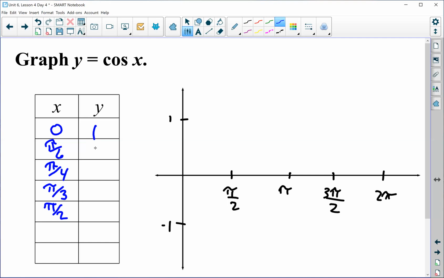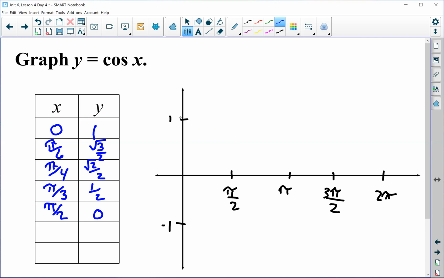At pi over 6, we have square root 3 over 2. At pi over 4 is square root 2 over 2. Then 1/2, then 0. And what happens with cosine as we go from pi over 2 to pi, we're going to get negative values, and it's going to go the exact same way. So it goes then negative 1/2, negative square root 2 over 2, negative square root 3 over 2, negative 1.